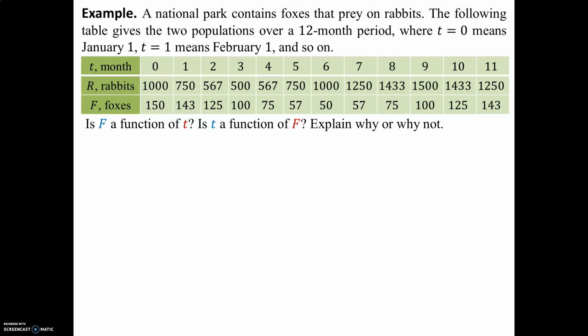A national park contains foxes that prey on rabbits. The following table gives the population over a 12-month period where t equals 0 means January 1st, t equals 1 means February 1st, and so on. The first row in the table corresponds to the number of months, the second row corresponds to the number of rabbits, and the third row, the number of foxes.